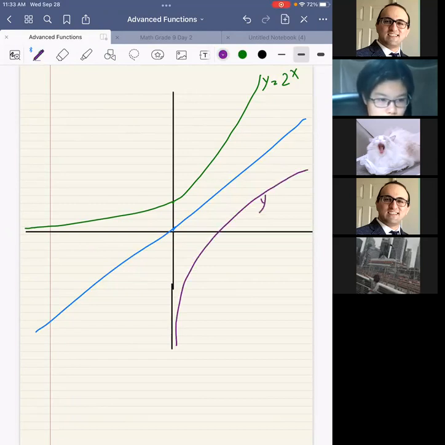So this purple one is y equal to log x with base 2, and the blue one is y equal to x. For example, you see the point 0, 1 is on the graph of 2 to the x, right? This is the point 0, 1. And here is the point 1, 0 in the graph of log.